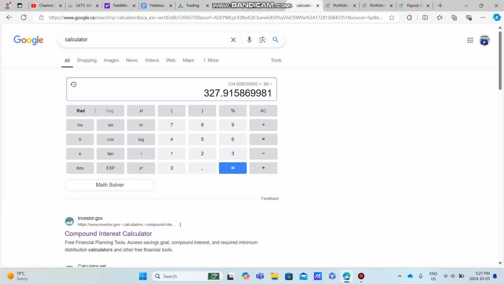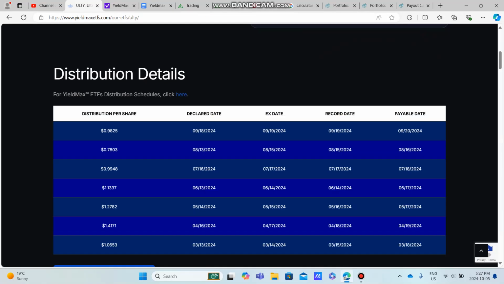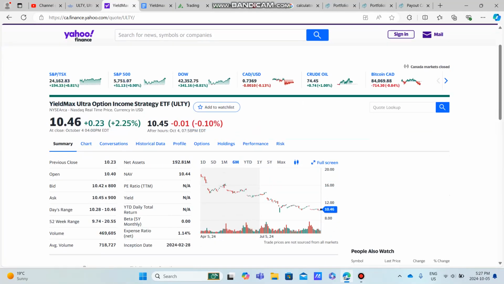We'll call it $328. So already just investing $3,500, you could see your monthly income is going to be pretty significant from ULTY. One thing about ULTY is the share price has decreased quite a bit. So it's not like your capital is remaining the same. There are chunks being taken out, but it all depends on how the underlying stocks do.